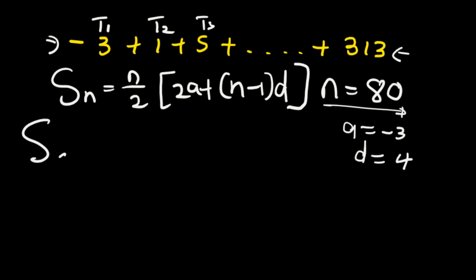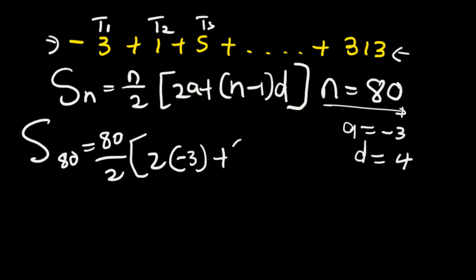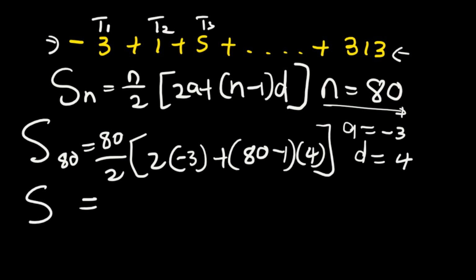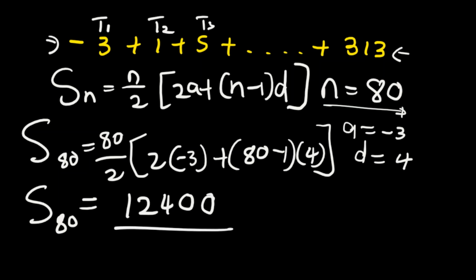So S of 80 terms equals 80 over 2 multiplied by (2 multiplied by our a value, which is minus 3, plus (80 minus 1) multiplied by our common difference, which is 4), and you're going to punch this in your calculator. You're going to get the sum of 80 terms equal to 12400. So this is going to be the sum of this series here.